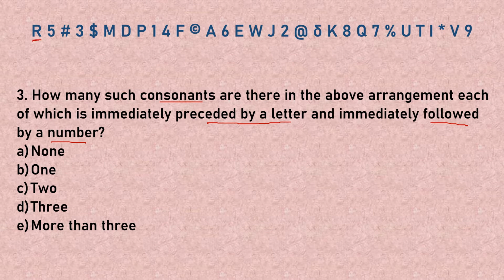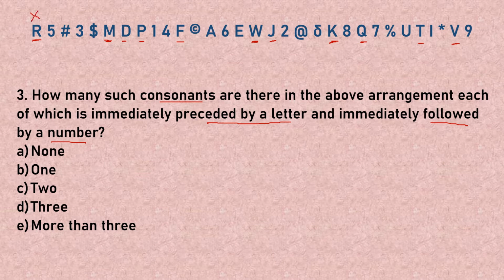R is a consonant, then I find M, D, P, F. A is a vowel, E is a vowel, so we skip those. Then we have W, J, then K, Q, then U is a vowel, we have T, and I is again a vowel, and then we have V. Now out of these, we have to find which of these is preceded by a letter and followed by a number.